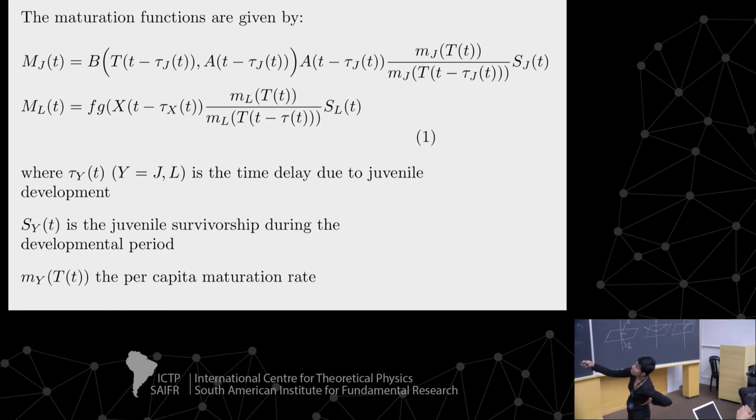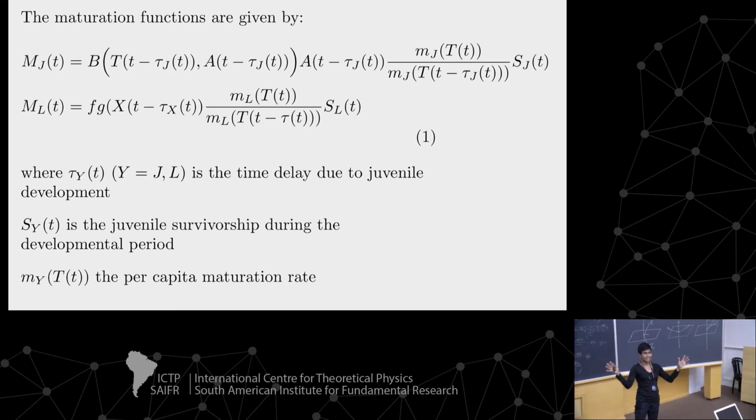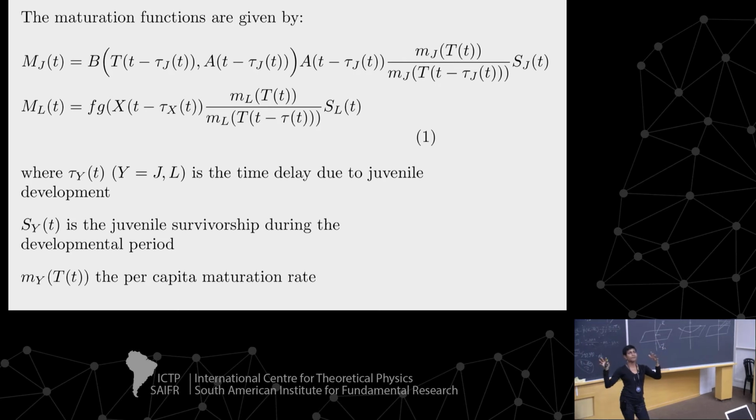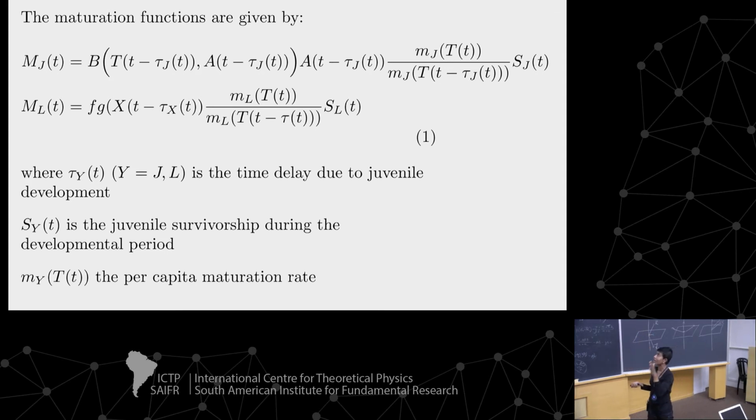The tau term here is the time delay due to juvenile development. So we all understand, right? There's a time delay, and the big challenge we have is to mathematically represent that time delay, taking into account both the temperature and time effects. So that's why it's a tau of T. S here, this function, this variable S, is the juvenile survivorship during the developmental period.